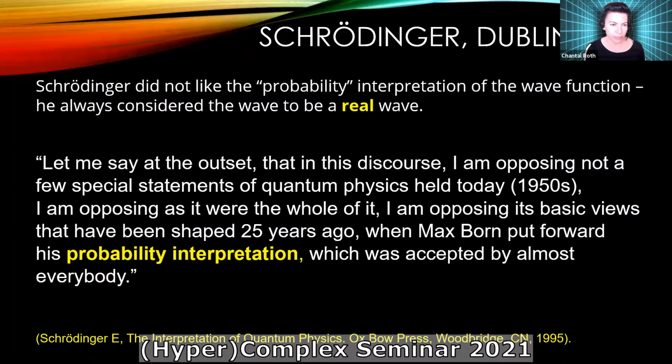Even Schrödinger did not like the probability interpretation at all. He always considered it to be a real ontic wave. He said, let me say at the outset that in this discourse, I'm opposing not a few special statements of quantum physics held today. I'm opposing, as it were, the whole of it. I'm opposing its basic views that have been shaped 25 years ago when Max Born put forward his probability interpretation, which was accepted by almost everybody. So he wasn't happy about this.